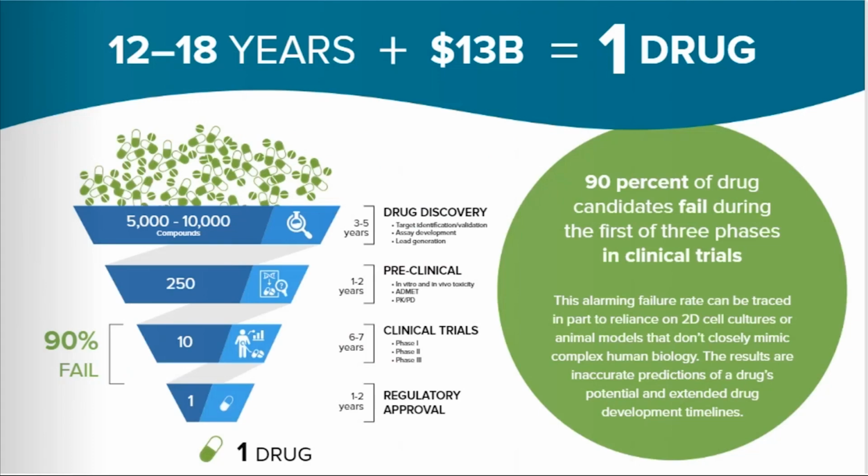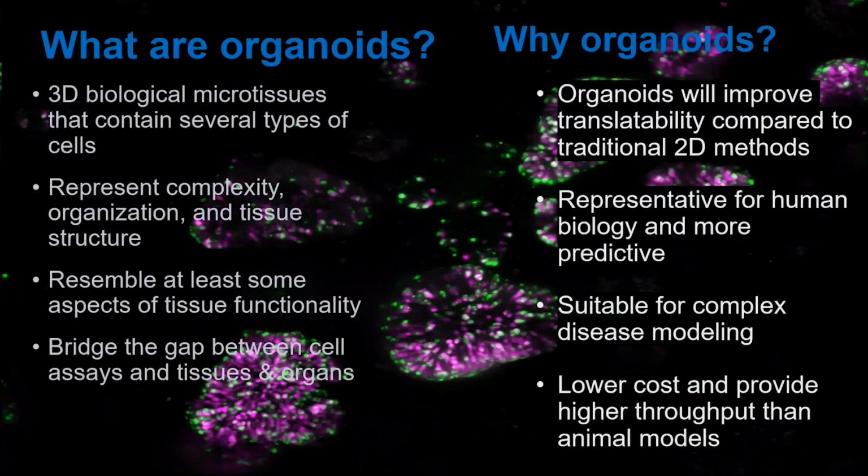So one of the main challenges of biology and biotechnology now is that about 90% of drug candidates fail during clinical trials. This high failure rate can be explained, at least in part, by the insufficiency of current biological assays used for drug screening. Organoids are believed to become a game changer in drug discovery because they are bridging a gap between traditional cell assays and tissues and organs.